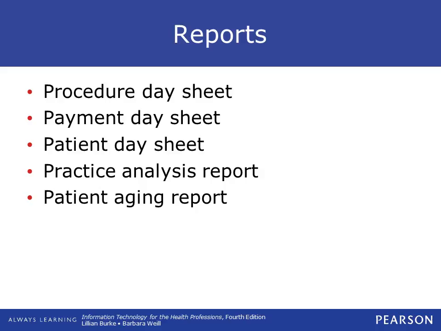And lastly, you have a patient aging report. It is used to show a patient's outstanding payments. So that will include current and past due balances. For example, this can be for accounts that are 30 to 60 days, 60 to 90 days overdue, and over 90 days. All right, that concludes our notes for Chapter 3.